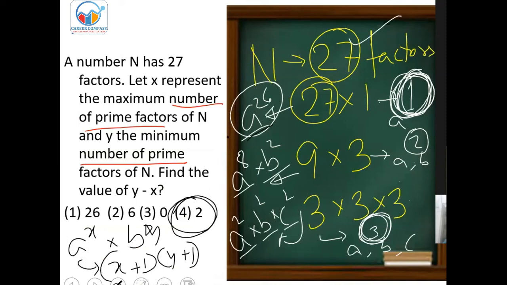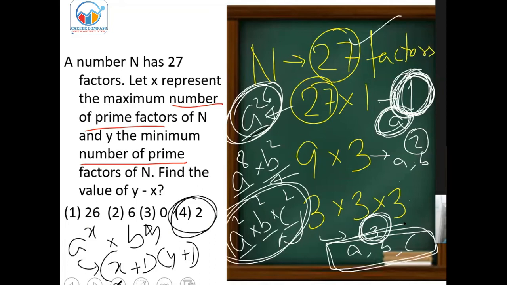If I look at this expression, A to the power 26, this number will have 27 factors, no? Now here I have only one single prime factor, that is A. Also, I could have expressed this number as A square into B square into C square. Even then it would have 27 factors, that is 3 into 3 into 3. In that case, I'll have 3 prime factors, A, B, C. The question was, what is the difference between maximum and minimum number of prime factors? Hence, your answer to this question will be 2.